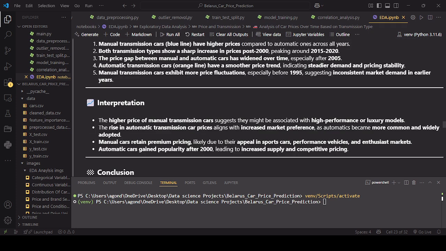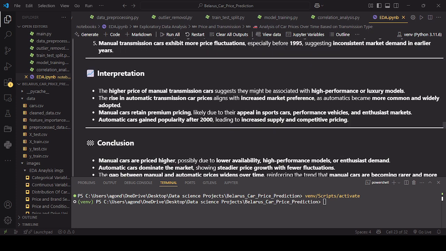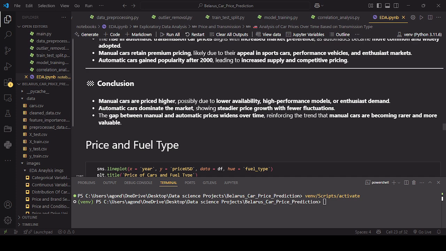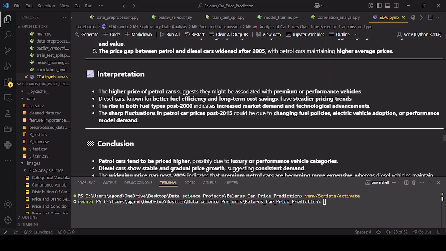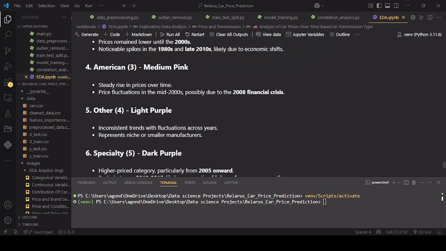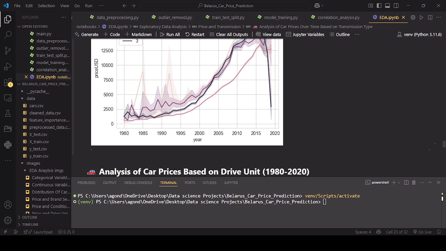Considering market demand in early years, the higher price of cars suggests they might be associated with high performance or luxury models. A rise in automatic car prices aligns with increased market preference, and then the rise in fuel part. Wait a second, let me see how much is left. Okay. Now let's start with the next one.